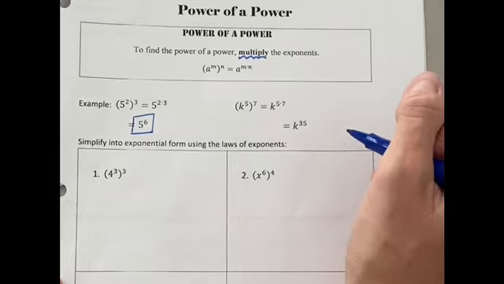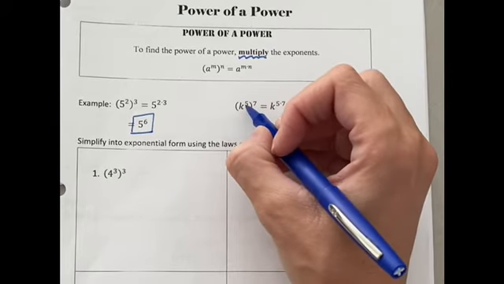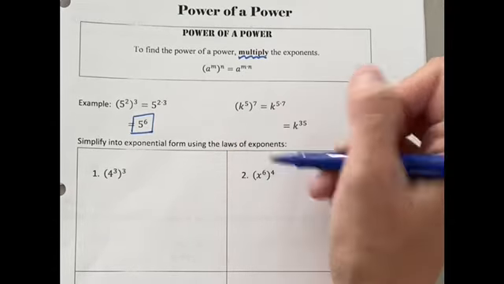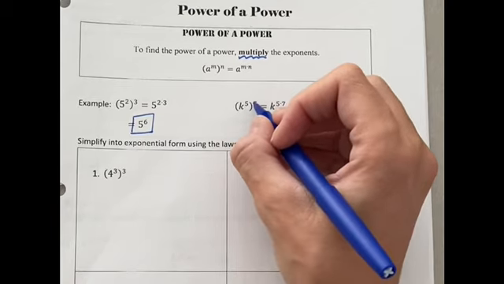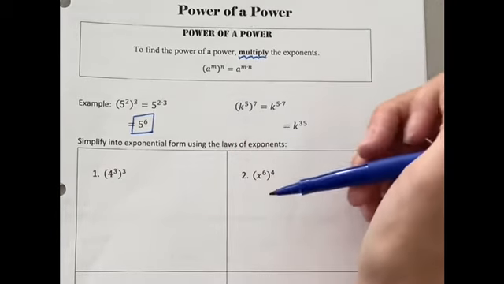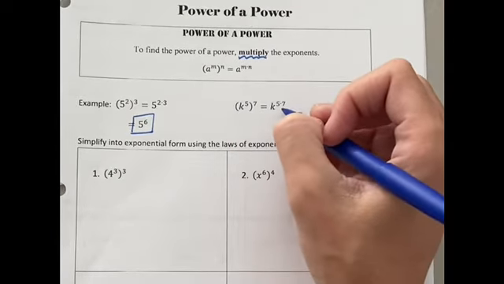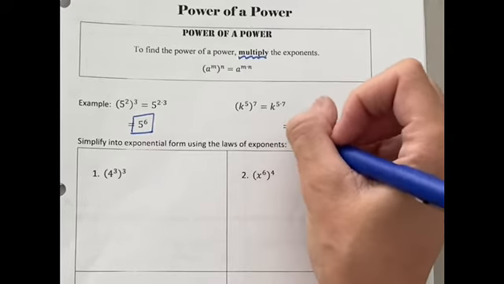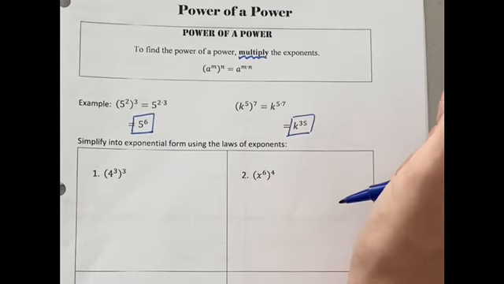Let's look at an example with a variable. Here I have k to the 5th, all raised to the 7th power. So I have a power raised to a power, so my rule is to multiply my exponents. So it becomes k to the 5 times 7, and that gives me k to the 35th.